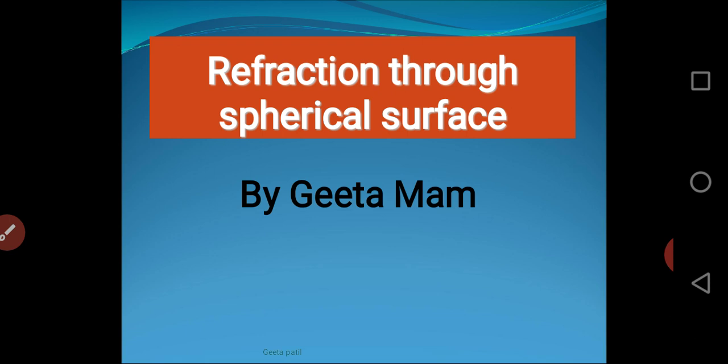Another law is known as Snell's law, which states that the ratio of the sine of angle of incidence to the sine of angle of refraction is constant for a given pair of media and for light of a given wavelength. This ratio of sine of angle of incidence to the sine of angle of refraction is known as the refractive index of second medium with respect to first medium. Now let us discuss the refraction through spherical surfaces.